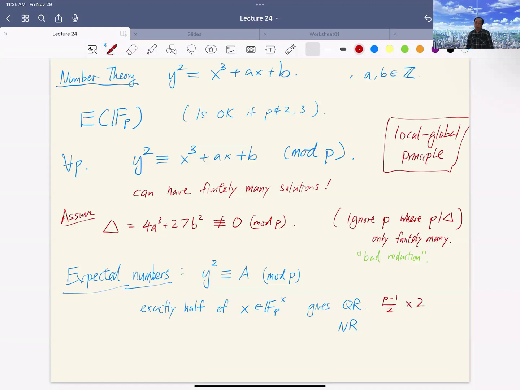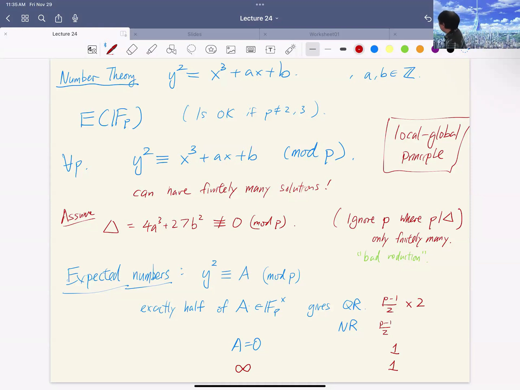For each of them, I have two choices of y. And this another half, we don't know. And then also we have the 0. Oh, I should say a, sorry. When a is 0, I have one solution, y equals 0. And remember, we are talking about elliptic curves, which is supposed to be something projective. So we also have the infinity point. So the infinity point is part of the elliptic curve. So how many points do we have in total?